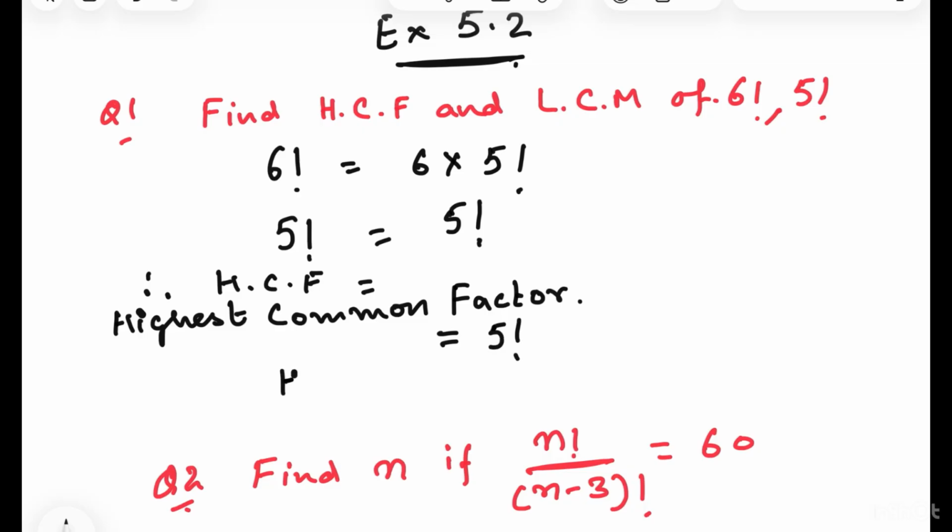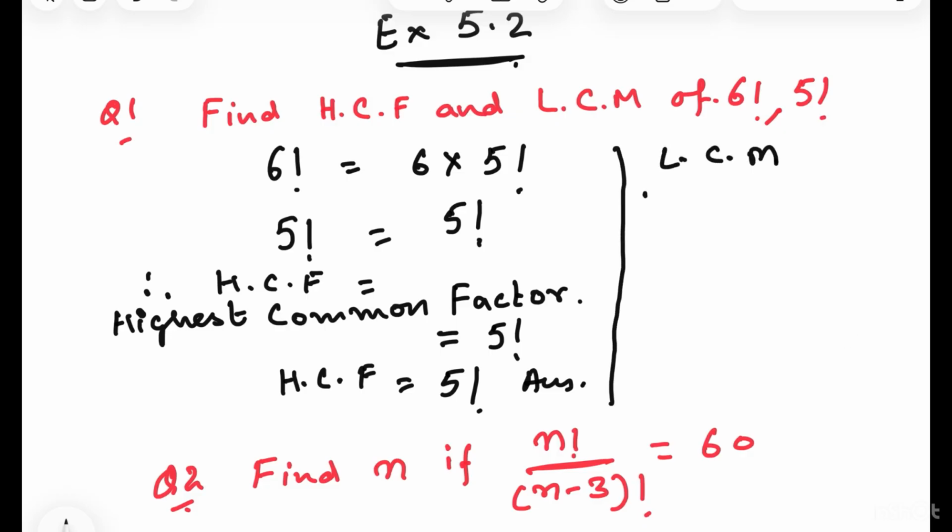So HCF is equal to 5 factorial. This is the answer. And the second, LCM. LCM क्या होता है? Least common multiple. देखिए जो दो हमें terms दी हुई हैं, अब जैसे अगर आपने 12 और 18 का LCM निकालना है तो क्या करते हो आप? 12 के multiples लिखते हो 12, 24, 36. 18 के multiples लिखते हो 18, 36. अब 36 दोनों में आ गया तो वो तुम्हारा answer है.